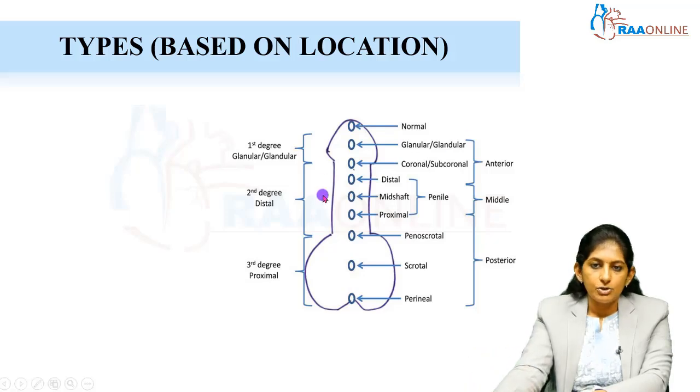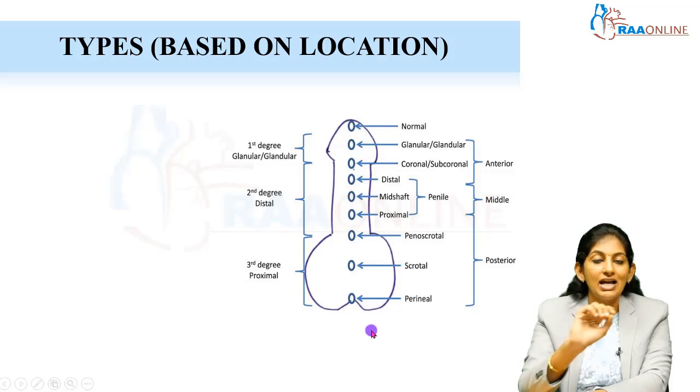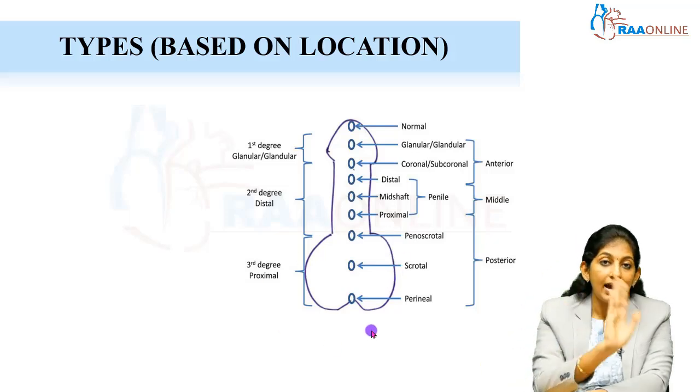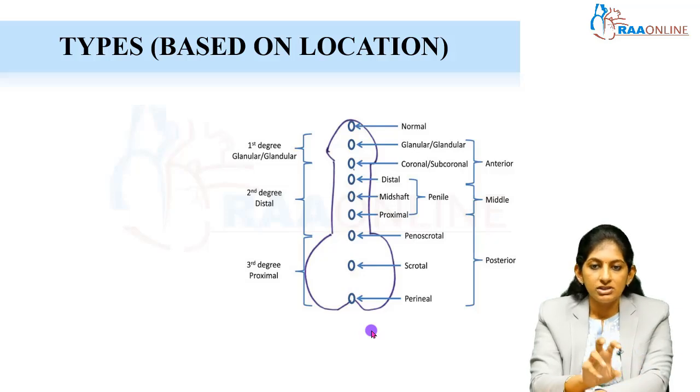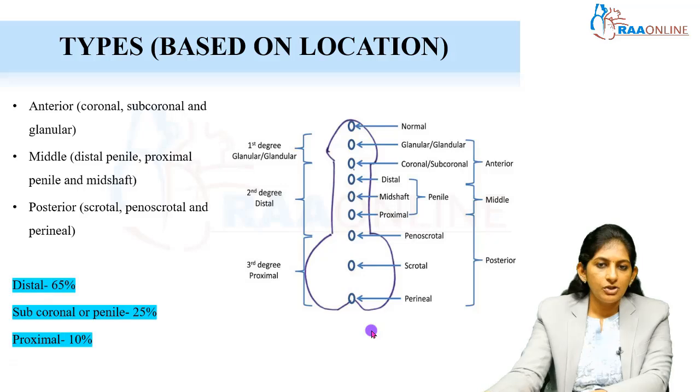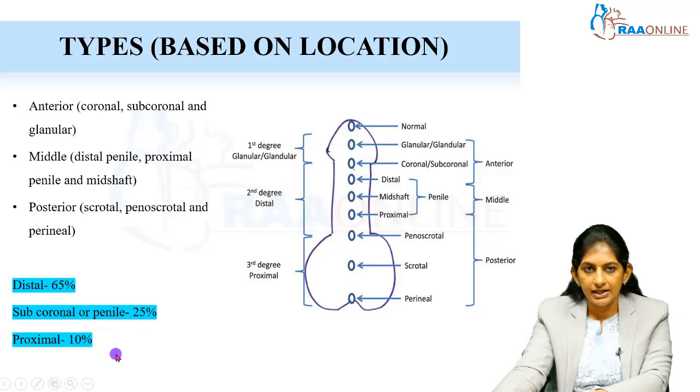The middle hypospadias is basically which is present in the shaft. It can be present in the distal shaft, mid shaft or in the proximal shaft. Okay. Third degree, which is actually present in the penoscrotal or in the scrotal area or even in the perineal area. This is the posterior type of hypospadias, which is going to be your severe variety of hypospadias and the rarest variety of hypospadias. Mostly this perineal or the penoscrotal or the scrotal hypospadias is associated with ambiguous genitalia. Okay. So distal is going to be the most common, 65%, penile 25% and proximal hypospadias is around 10%.